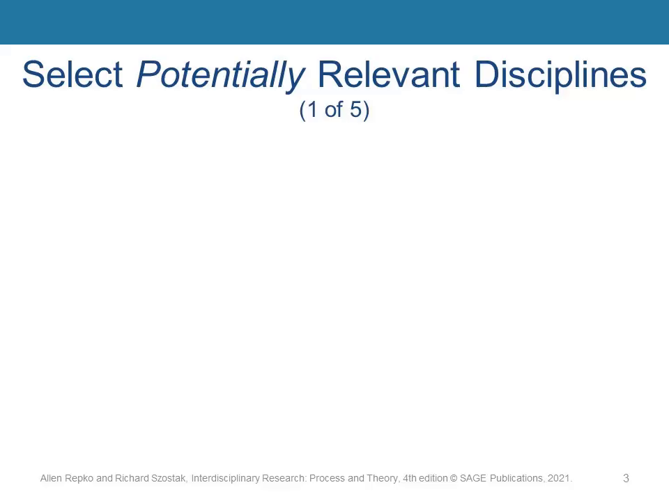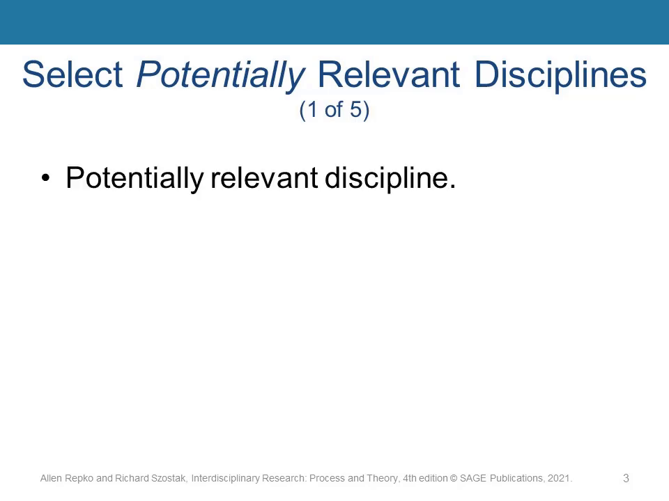The first sub-step of Step 3 is to select a list of disciplines that are potentially relevant to the problem. It's important to consider as many disciplines as possible in this initial sub-step. We can confirm the relevance of these disciplines later. So what is a potentially relevant discipline? It's one whose research domain includes at least one phenomenon involved in the problem.